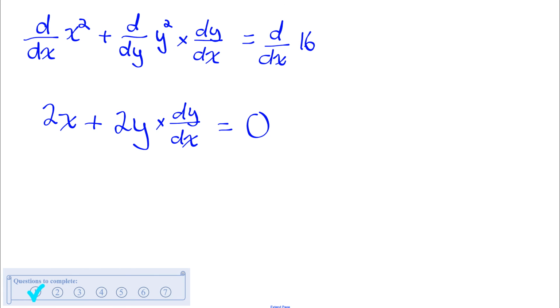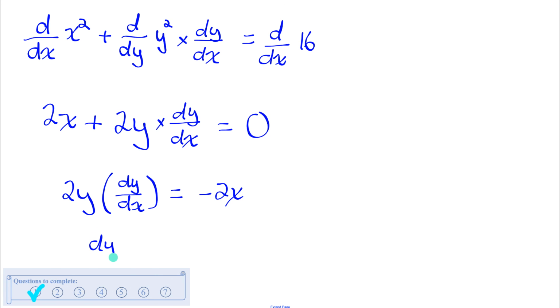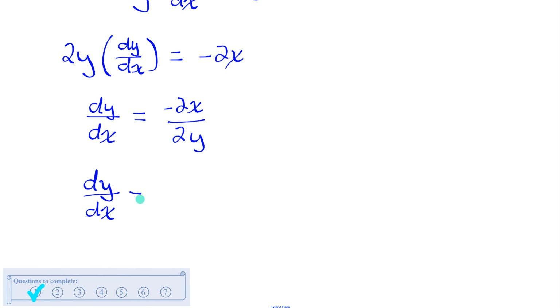To isolate that dy over dx, I'll start by moving the 2x over. On the left, I have 2y times dy over dx. Move that 2x over, it becomes negative 2x. And now I just have to divide both sides by 2y. And I have dy over dx equals negative 2x divided by 2y. Negative 2 divided by 2 is negative 1, so this simplifies to negative x over y. There's my derivative of y with respect to x. It equals negative x over y.